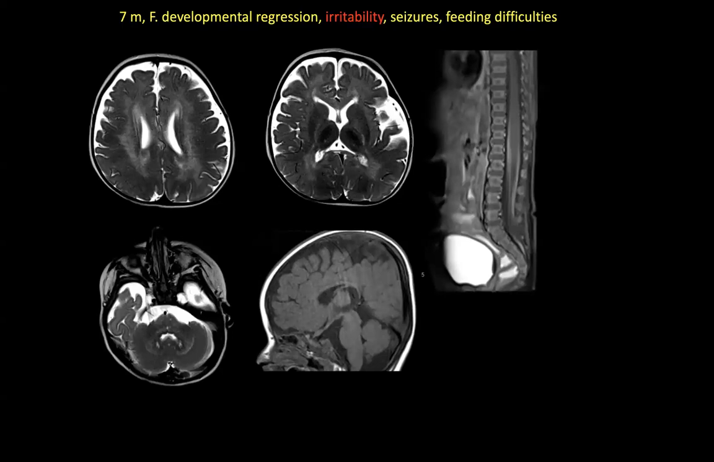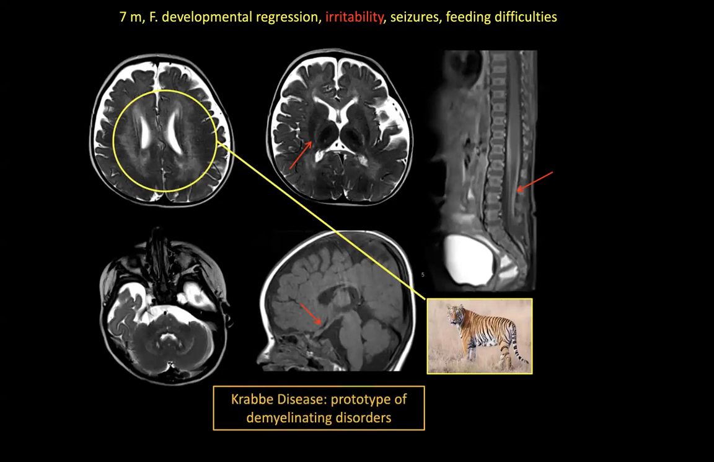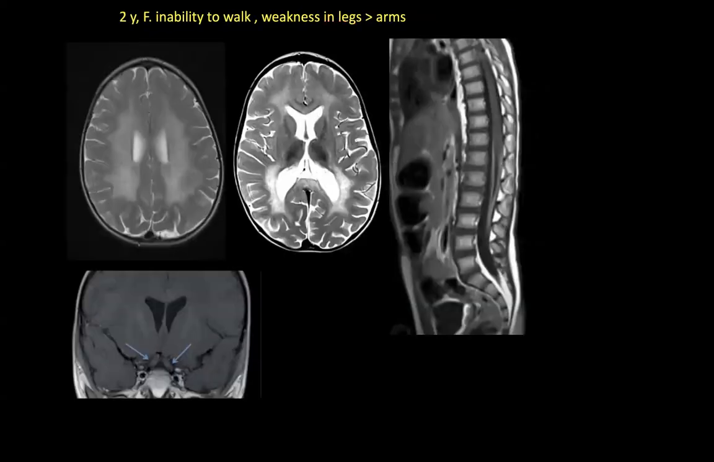There are only 2 other situations, apart from these diseases, that give you enhancement of the cauda equina like that: Guillain-Barré and some viral infection. But in this clinical context, development, again, regression is very important, the irritability, think lysosomal, and this tigroid pattern will be typical of Krabbe disease. Very similar appearances in metachromatic leukodystrophy. This is the metachromatic leukodystrophy, again, tigroid pattern, enhancement of the cauda equina or of the cranial nerves.